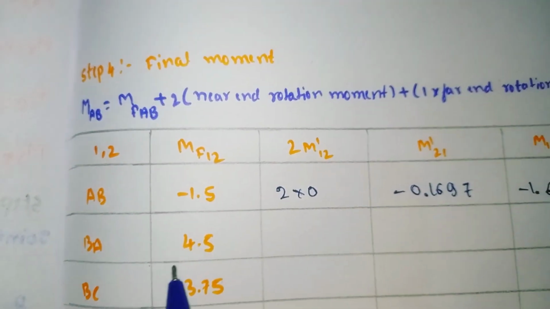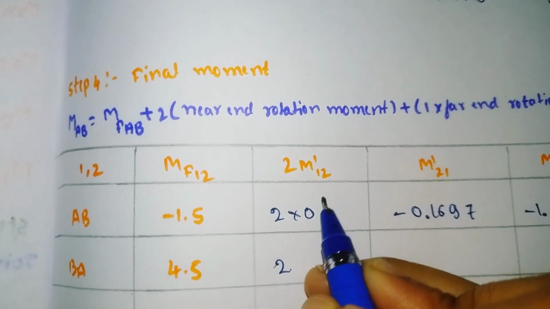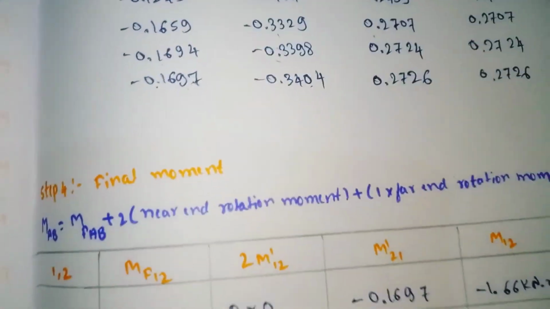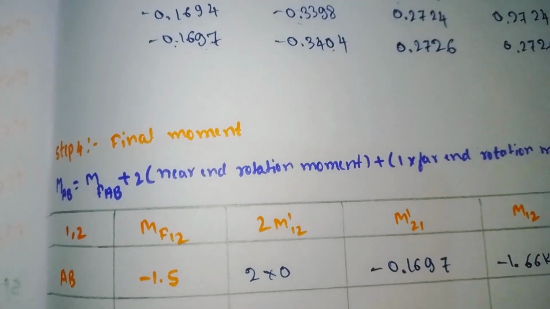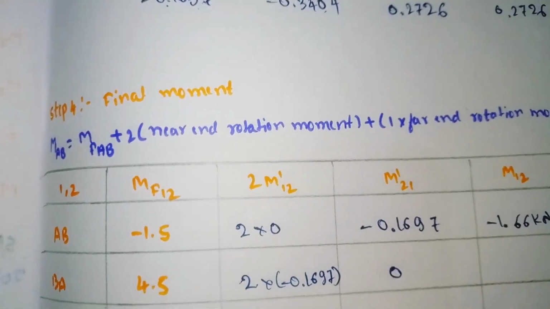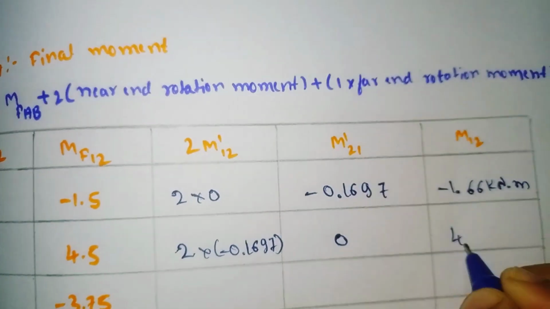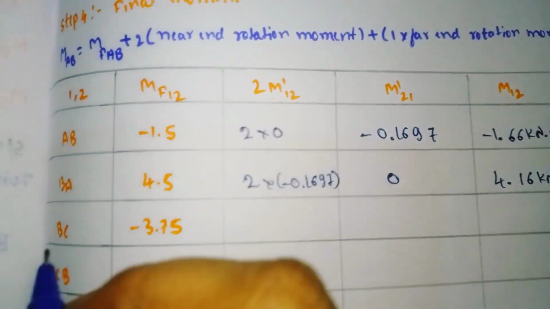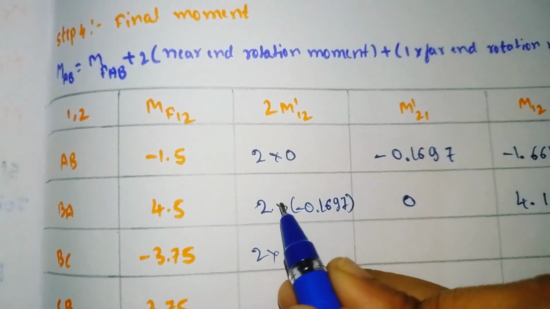Similarly for BA, fixed end moment is 4.5. 2 into rotation moment of BA, which we got was minus 0.1697. M dash 21 is nothing but rotation moment of AB. We don't have the rotation moment of AB, so keep it as 0. Add these three values, it will come out as 4.16 kilonewton meter.